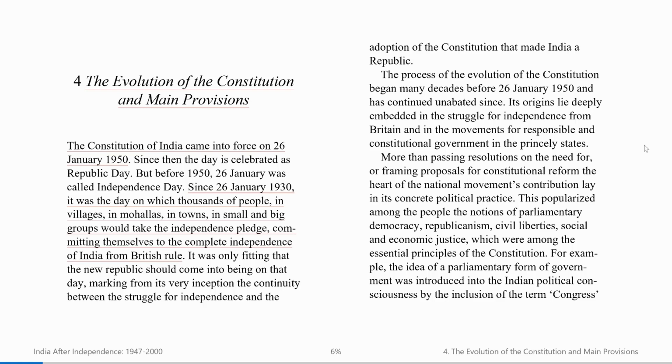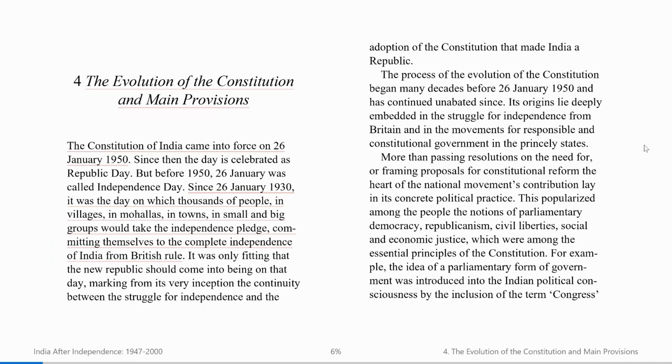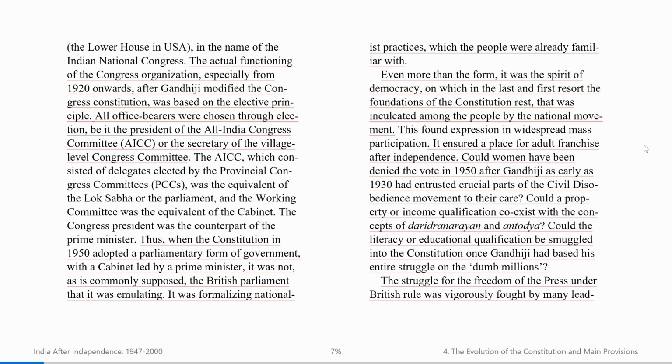Now, the next question would be, why did we choose a parliamentary democracy? The reason being, the idea of parliamentary democracy was introduced into the Indian political consciousness by the inclusion of the term Congress. And the Congress was basically taken from the word for the lower house of the USA. And then in actual functioning also, the Congress from 1920 became based on the elective principle. What was that? That all office bearers were chosen through elections, be it the All India Congress or the secretary of the village level Congress committee.